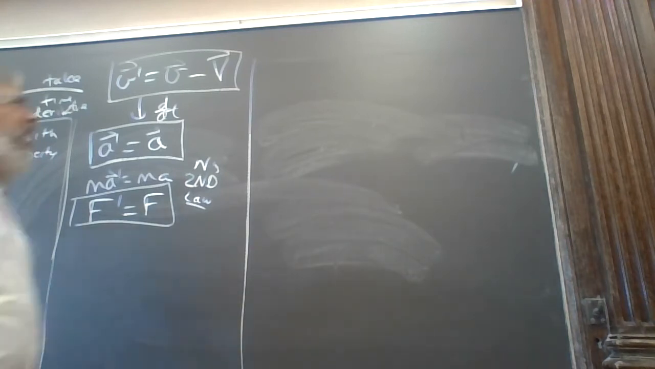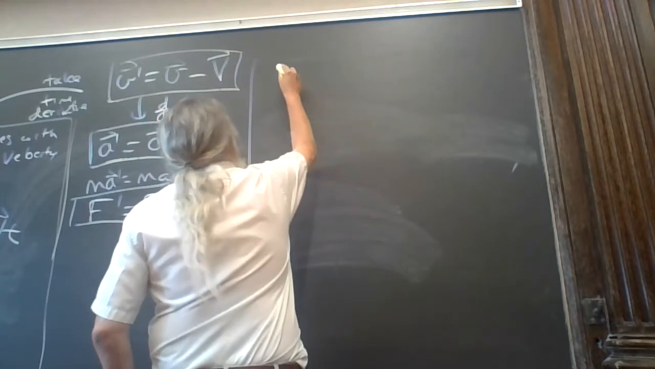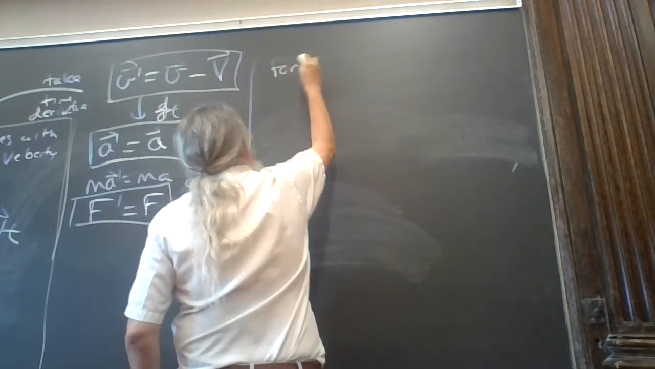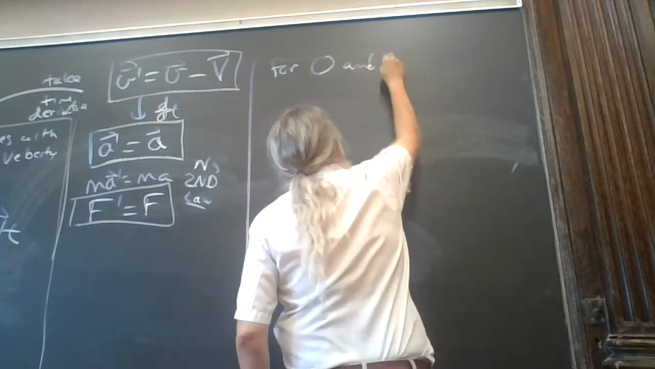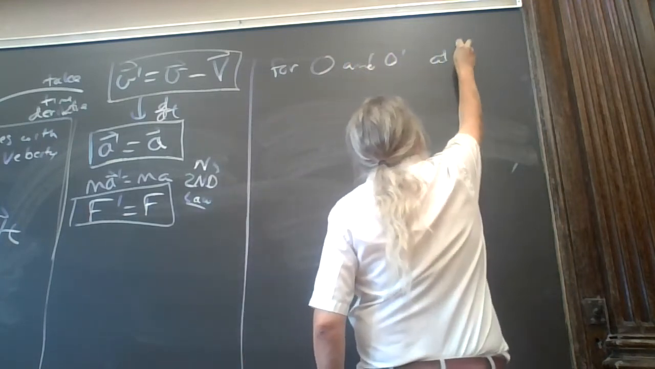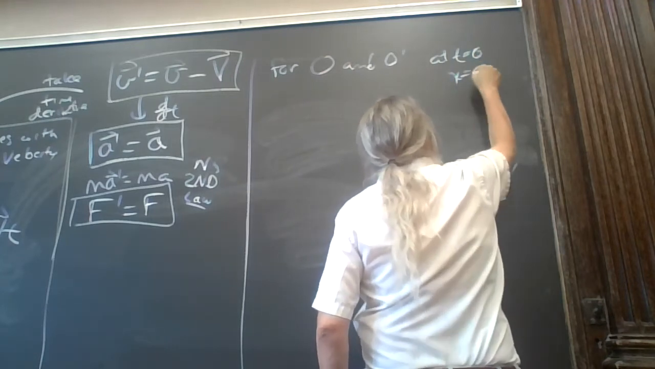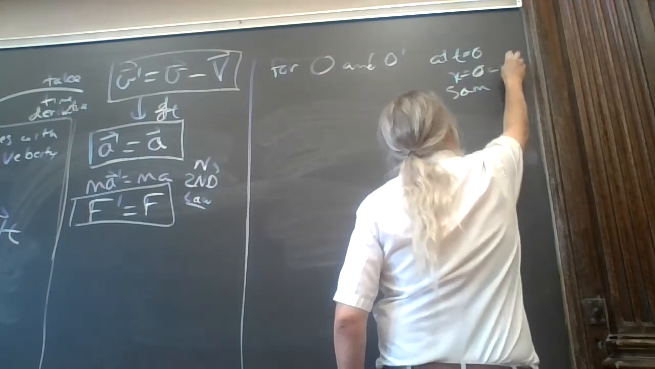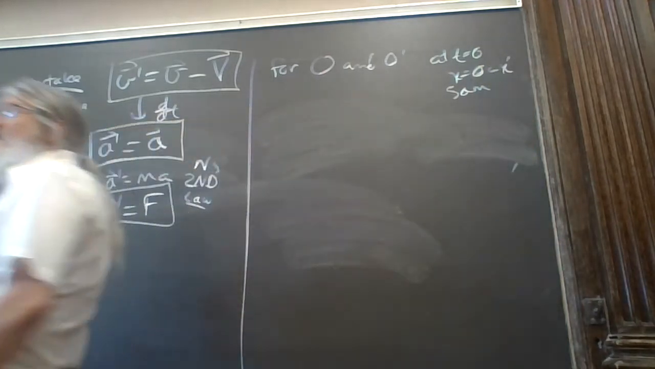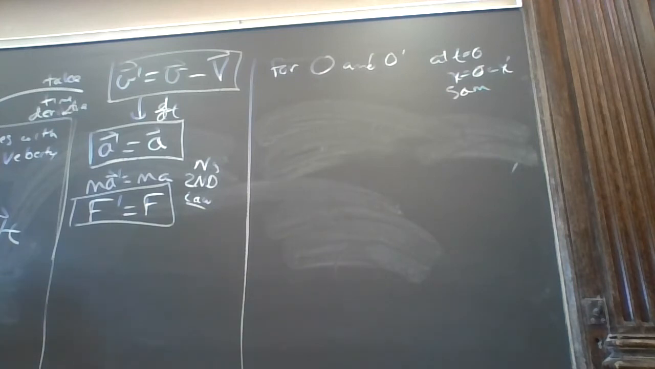The way we're going to add this construct is that, for O and O prime, at t equals 0, x equals 0 equals x prime. In other words, the coordinate systems are going to line up and start at the same time, at time t equals 0. So now I'm not going to have an arbitrary value; I'm going to set this equal to a zero vector.